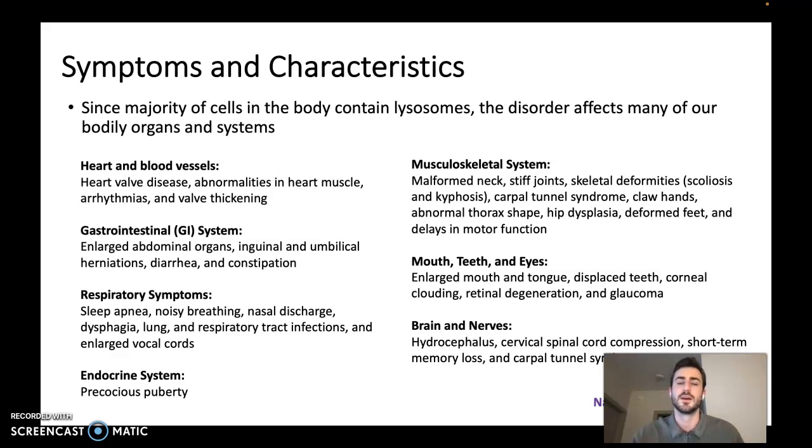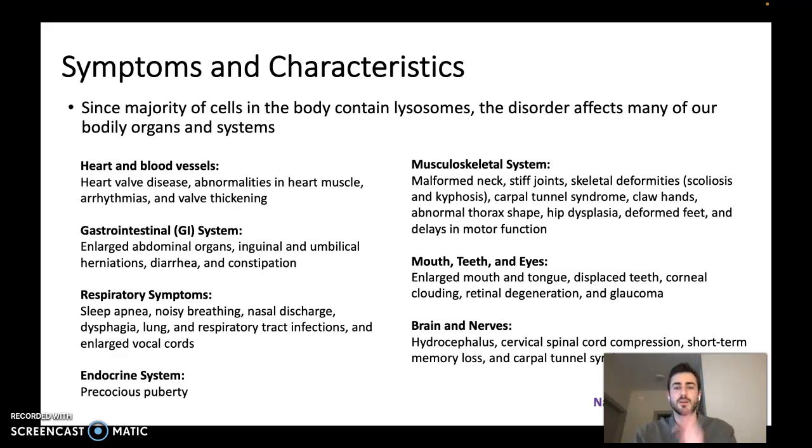Very common to see lung and respiratory tract infections as well as these enlarged vocal cords. And in the endocrine system, you get precocious puberty, which is early onset puberty, and that can prove to be a pretty difficult issue for individuals who do have this. And in terms of the musculoskeletal system, you get the malformed neck, which we saw back in that picture of the patient with gargoylism, stiff joints, skeletal deformities like scoliosis and kyphosis.